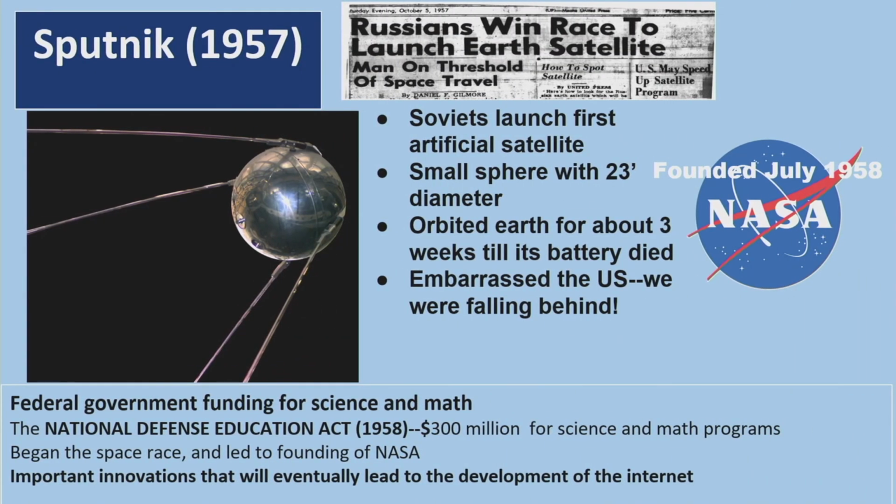The last event we're going to talk about is Sputnik. And Sputnik might seem a little funny to you when we're talking about it because it is a 23-inch diameter ball. That is the first artificial satellite in space. And not ours, and that's the problem. It's the Soviets who have put the first artificial satellite in space. Not much of one, only 23 inches in diameter. How long is it up there? 3 weeks, and then its batteries die.